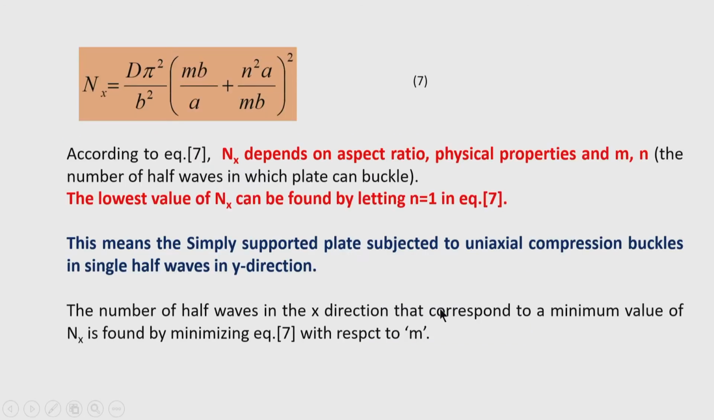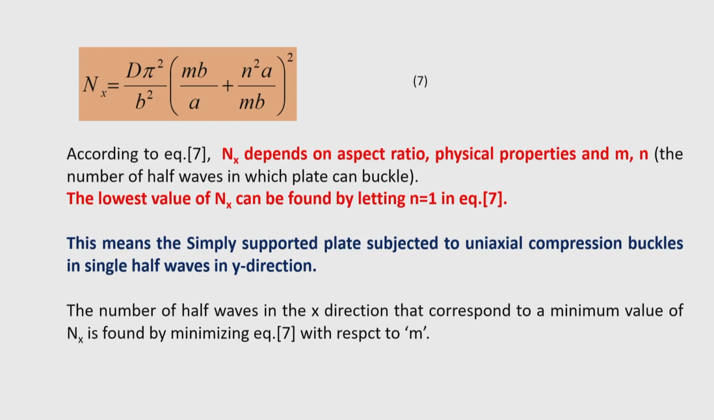The equation 7, if we examine very carefully, then we find that n x will be the lowest when n is 1, because the minimum value of n can be 1 only, and we want the lowest value of the buckling load, that will give you the critical load. So, according to equation 7, n x depends on aspect ratio, physical properties and m and n. M and n are what? These are integer, but this has also some physical meaning, that is the number of half waves in which the plate can buckle.